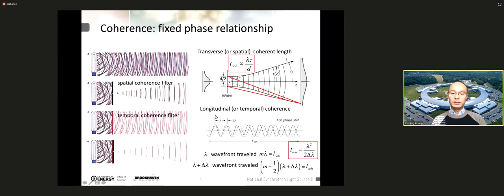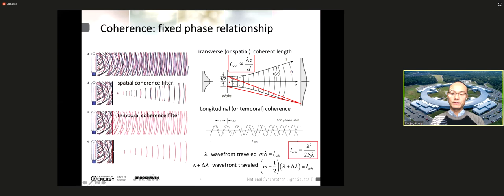Okay, the bottom right image shows the temporal incoherence case. Let's say in the illumination we have two wavelengths, one is lambda, and another one is lambda plus delta lambda. If we let these two waves propagate to a certain distance, because the wavelengths are slightly different, they will go off sync. At a certain distance, they will be off sync by exactly half a period, and at this point these two waves start to cancel each other out. We use this criterion to define the temporal coherence length, or we call it the longitudinal coherence length, and it is determined by lambda and the bandwidth of the illumination.